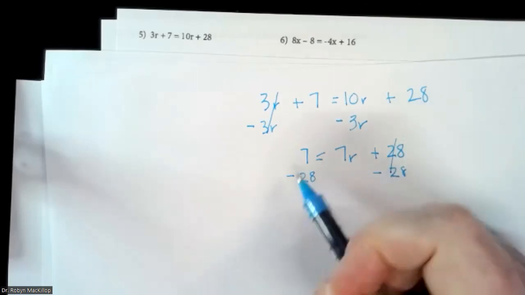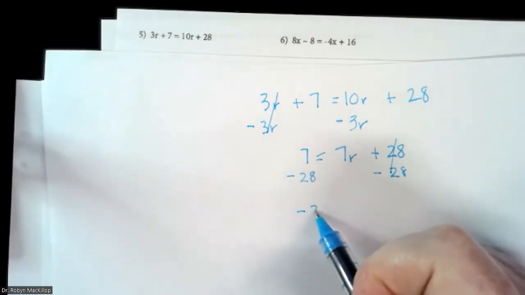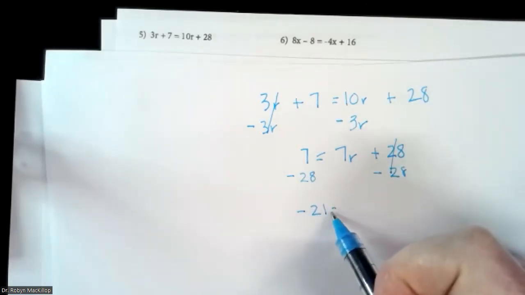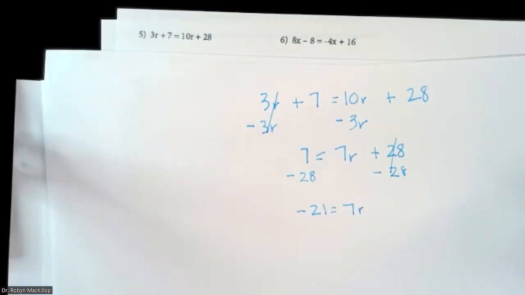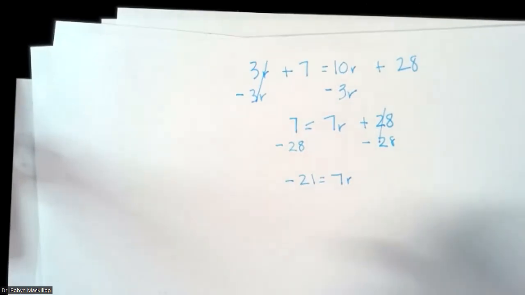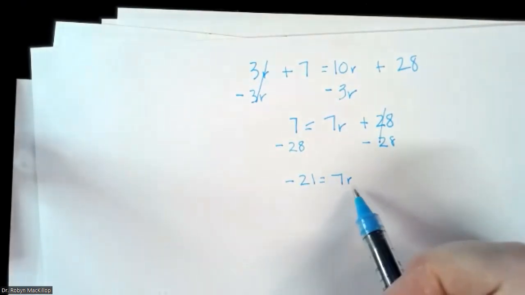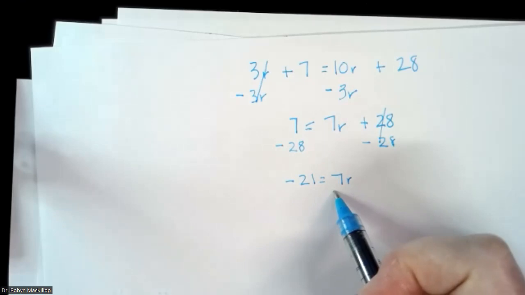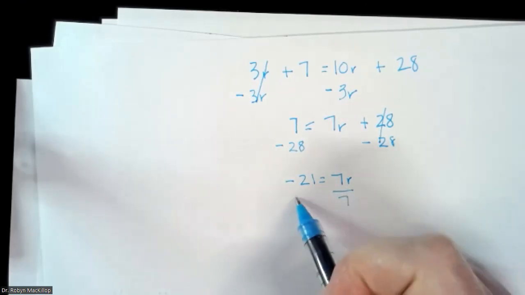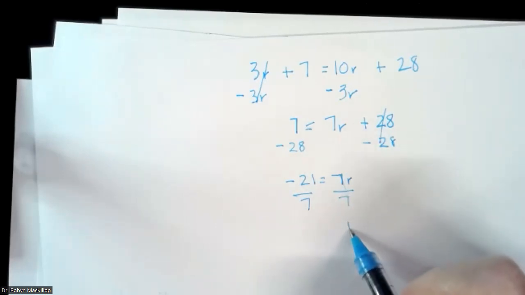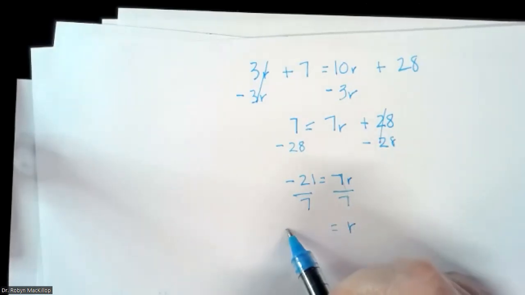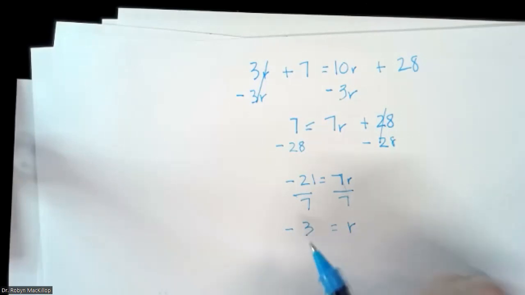That's gone. This is going to be -21 equals 7r. And now it looks more familiar. We were just doing the divide. We're going to divide out that 7 on both sides. Good job. That leaves r equals -3. Perfect. -21 divided by 7 is -3.